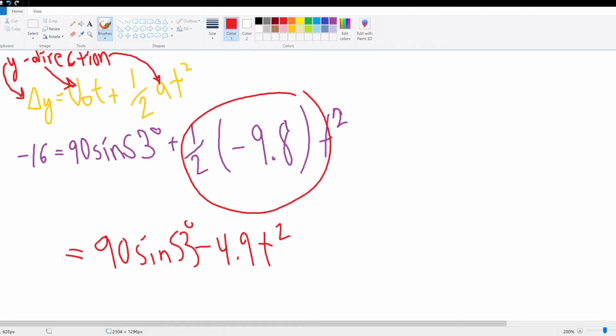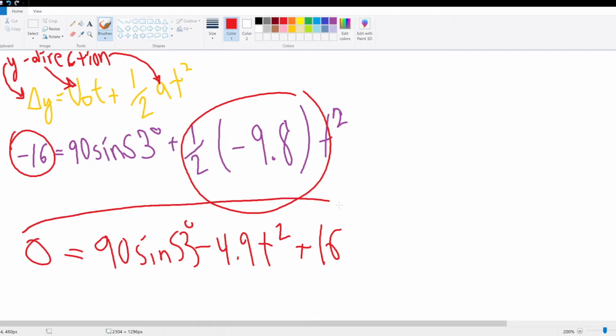And then all of that is equal to 0, and we say plus 16, because we in fact moved this 16 to the other side, okay? Anyways, so now that we have that, we have a quadratic. Now you're like, hold up, it doesn't really look like it.